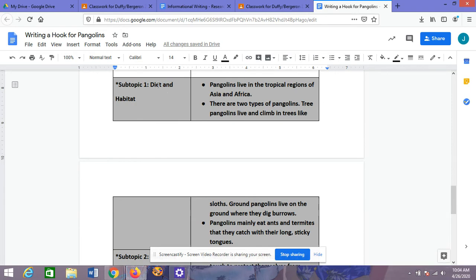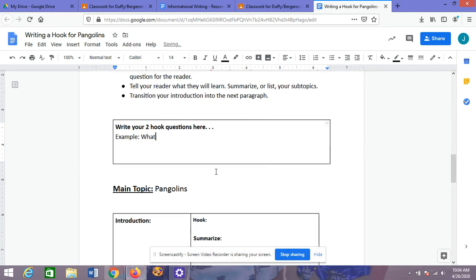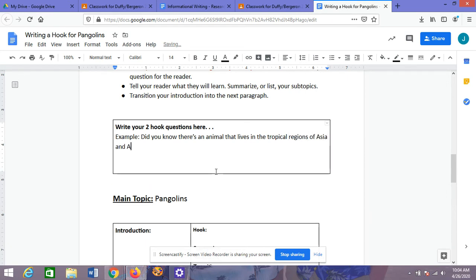So let's look at this one, for example. Subtopic one, diet and habitat. That means what they eat and where they live. We have this information that we know. Pangolins live in the tropical regions of Asia and Africa. So if I turn that into a question, how about, did you know there's an animal that lives in the tropical regions of Asia and Africa? So I could start with something like that.